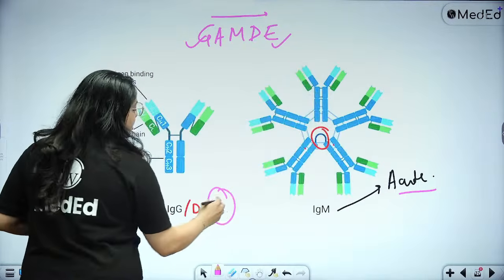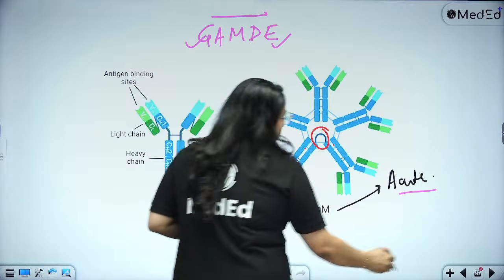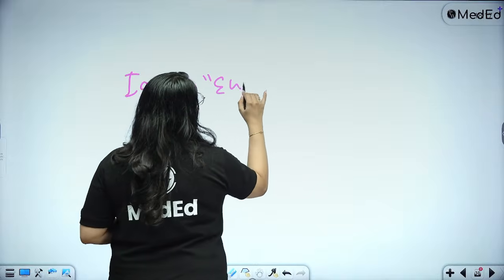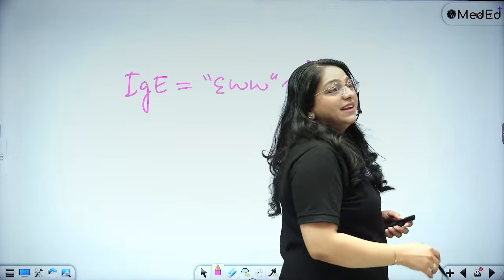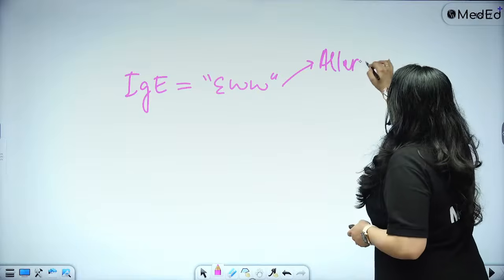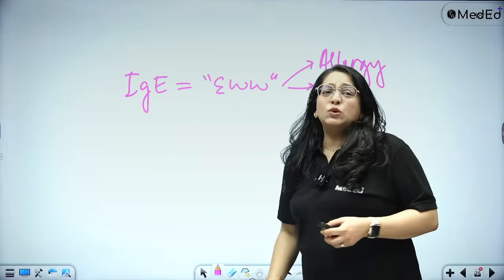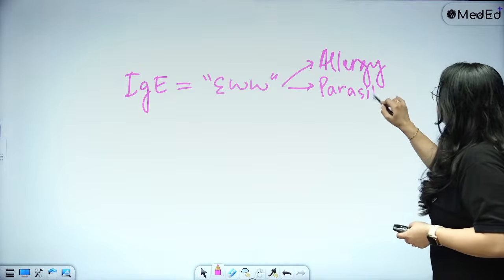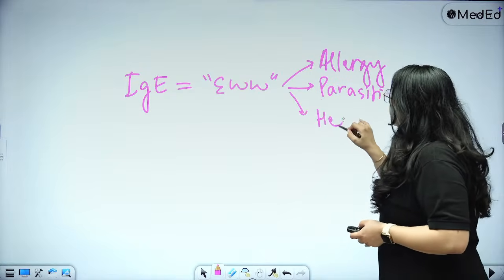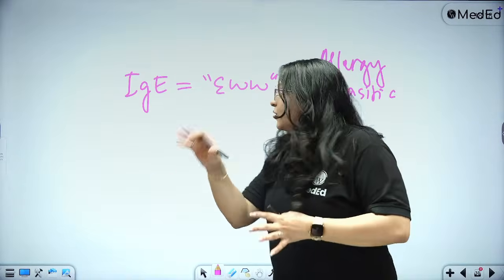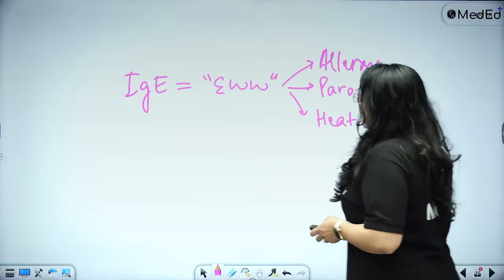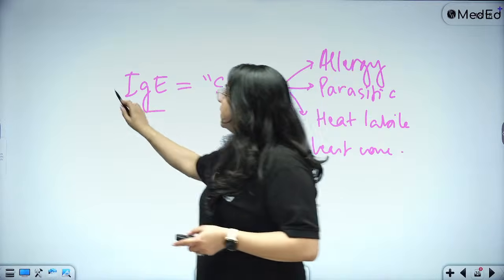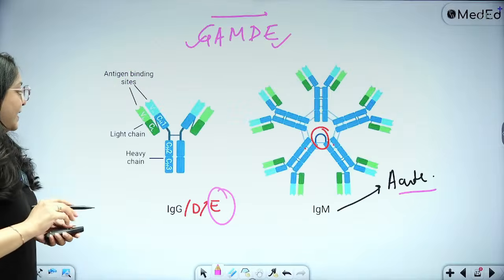Okay, what about IgE? IgE is always U. So just remember, IgE is equal to U. What is U? Allergy. U, I am allergic to you. I am atopic. I am anaphylactic. U, parasites, squiggly worms, parasitic infections. IgE will rise. What else? U, heat labile. The moment I touch something hot, I say E, okay? So it is heat labile. That is all IgE. And of course, it will have the least concentration in the serum and it is a monomer, just like IgG and IgD.